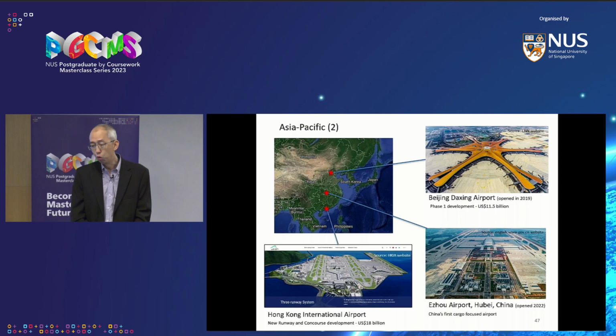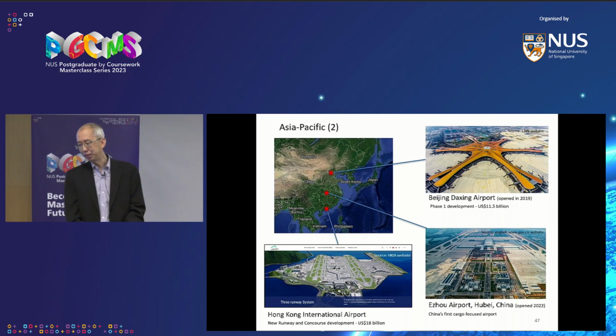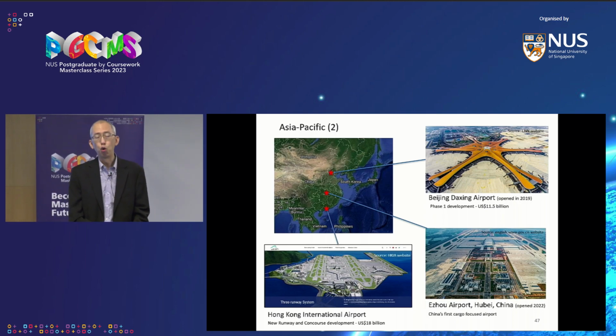And then the Ezhou Airport in Hubei, this is near Wuhan. I picked this particular airport. There's so many airports in China to pick from, okay? I picked this one because it was the first cargo-focused airport. So that giant thing you see in the top part of that picture, that's the cargo handling facilities. It's not a passenger terminal building, okay? So this just opened in 2022.